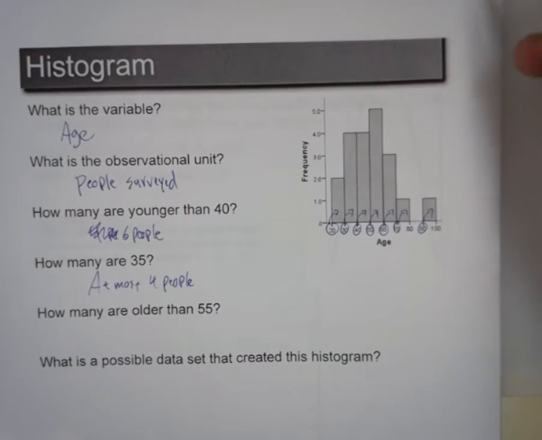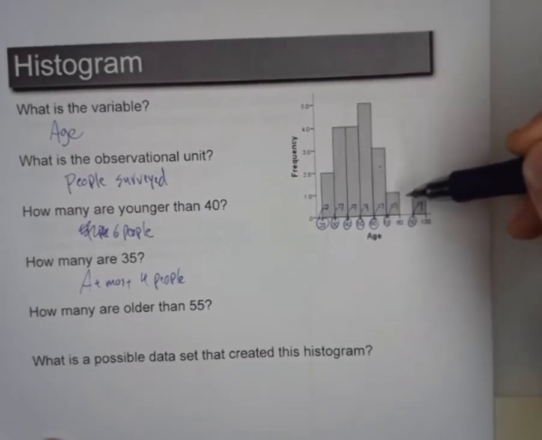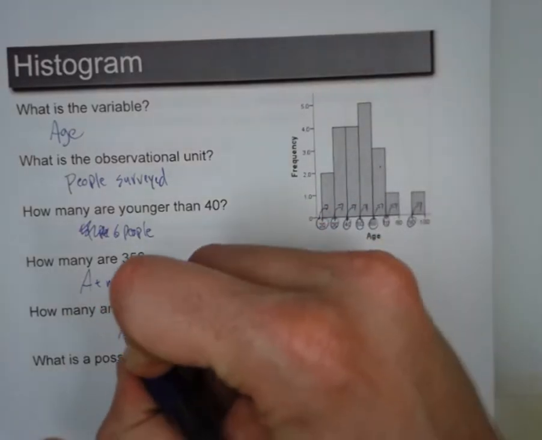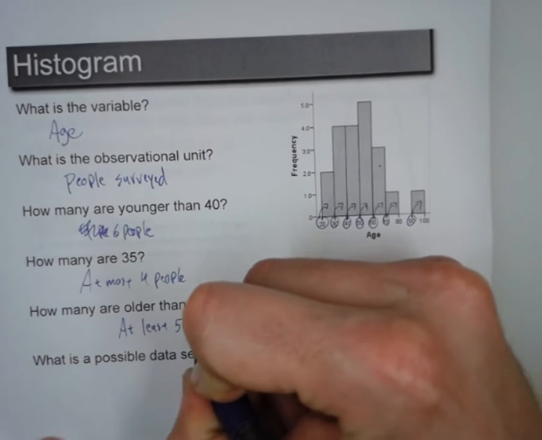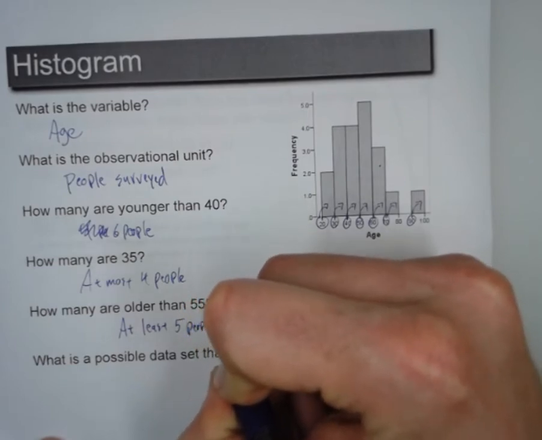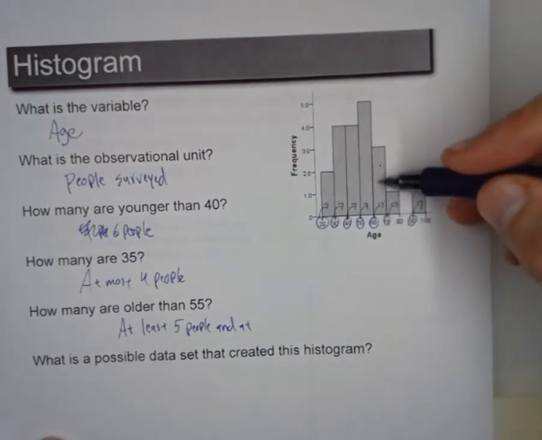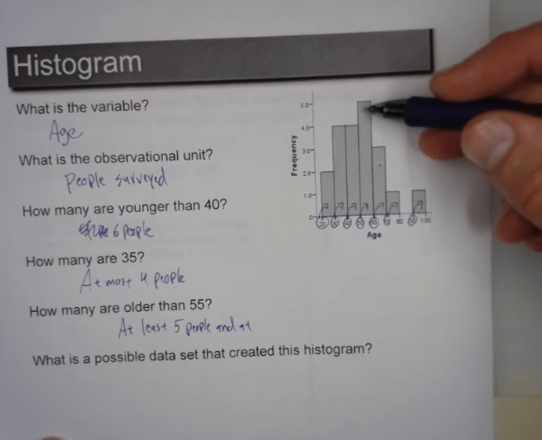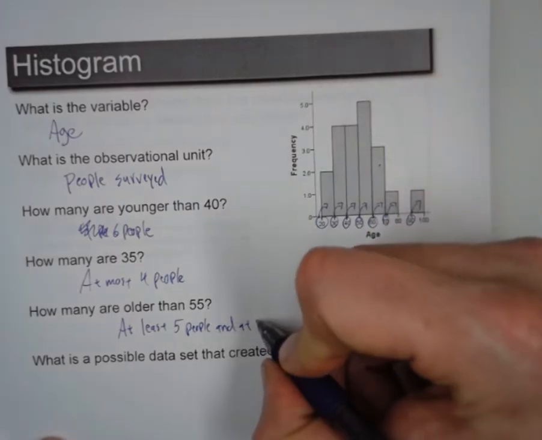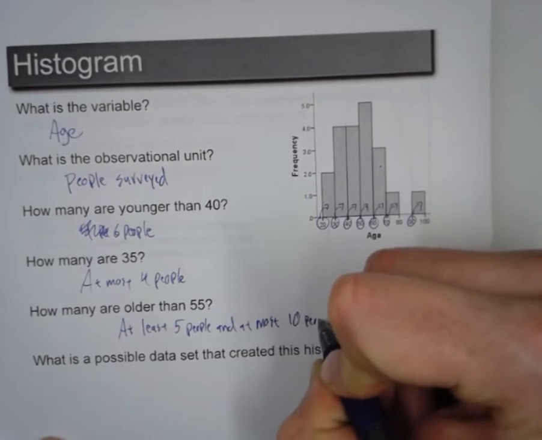How many are older than 55? Not sure. We know that these 3 and these 2, so at least 5 people. And at most, perhaps this whole bar is full of 59-year-olds. That's possible. Sorry, this bar. So that could be 5 more. And so at most, 10 people.